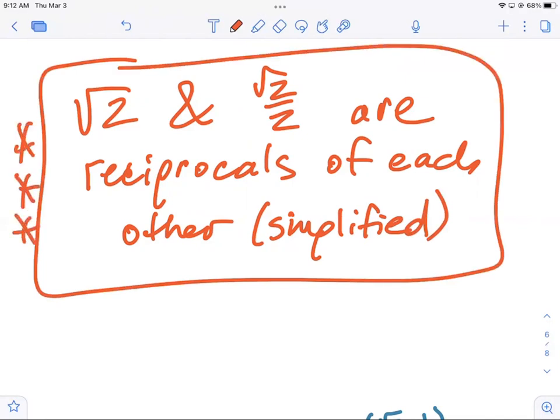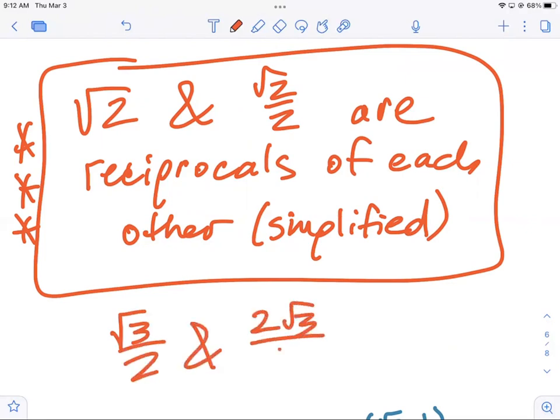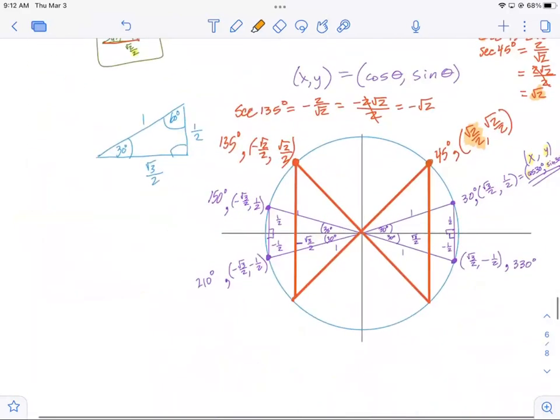It's a time saver. Now, if I ask you what's the reciprocal of square root of 3 over 2, when you flip that and rationalize it, you get 2 square root of 3 over 3. The 2 and the 3 don't divide out, right? Square root of 3 over 2 and 2 square root of 3 over 3 are reciprocals. But you can do that in your head probably, right? The 2 and the 3 here, they don't divide out like they do for the square root of 2. Everyone good with that? Okay. All right, so that's 135.